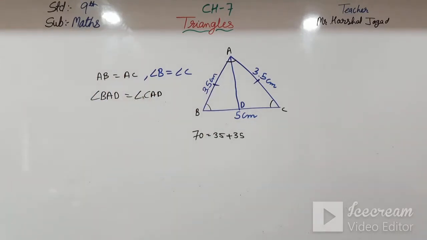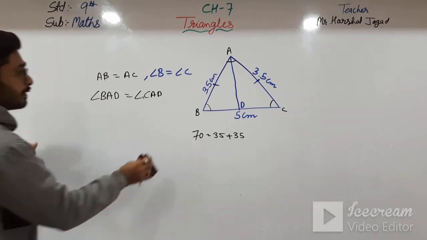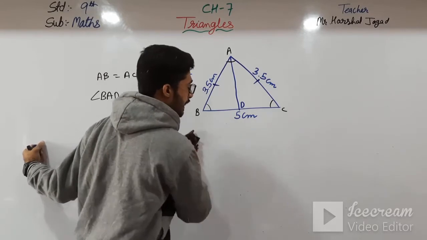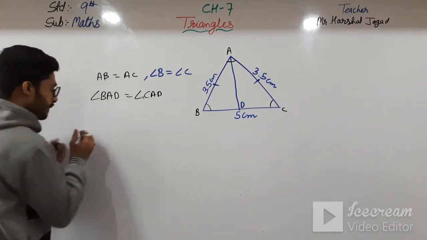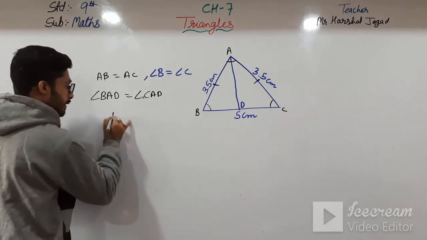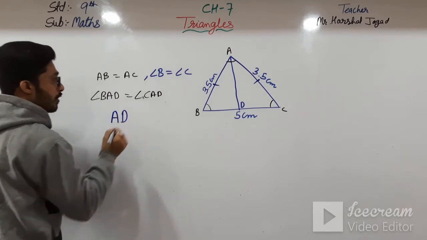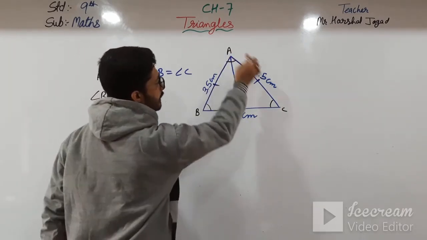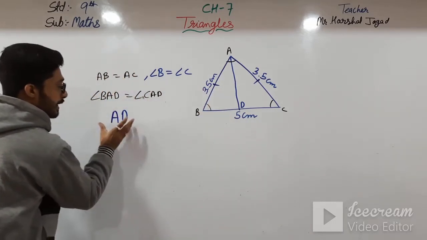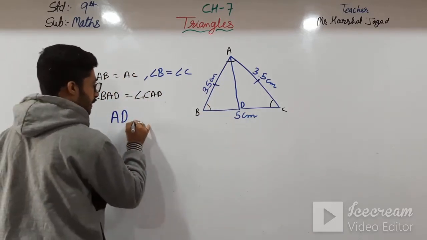Then after that, in this triangle you can see there is a common side. What is common? Here you can see AD is common. How is it common? So in BAD and CAD, you can see AD is common in both triangles.